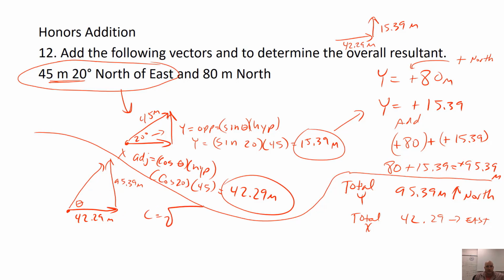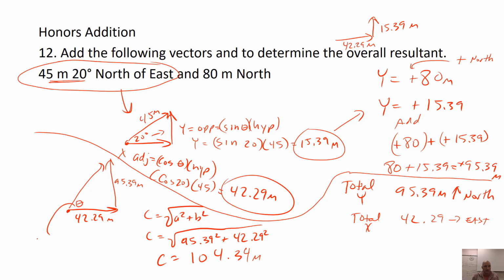We can go ahead and figure out our hypotenuse, which is a squared plus b squared. And so c equals the square root of 95.39 squared plus 42.29 squared. It doesn't matter which one's a or b. So we get a hypotenuse of 95.39 squared plus 42.29 squared equals, take the square root of that answer, and I get a value of 104.34, and this would still be meters because it was meters before. Let me just type that in again just in case. 95.39 squared plus 42.29 squared equals, take the square root of that answer, and then I get 104.34.